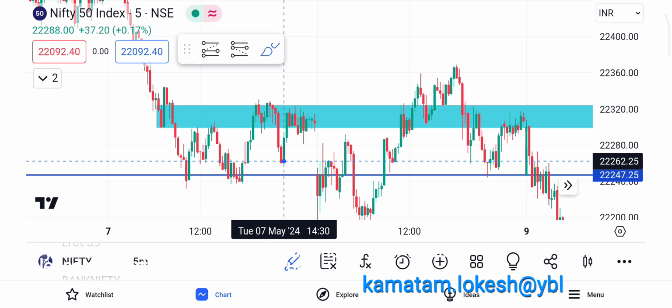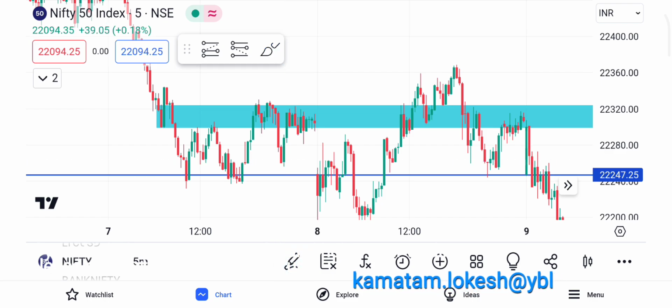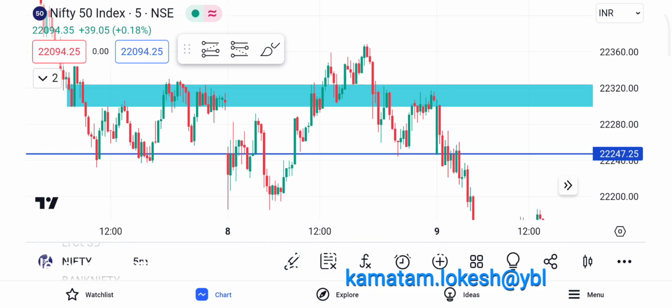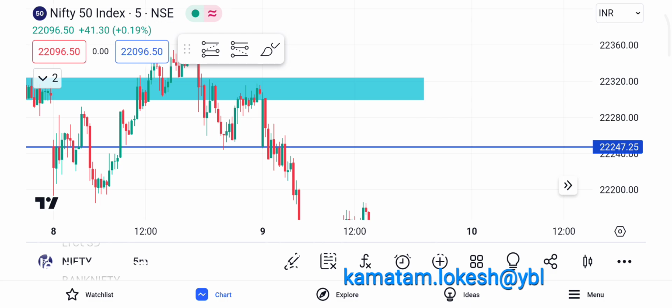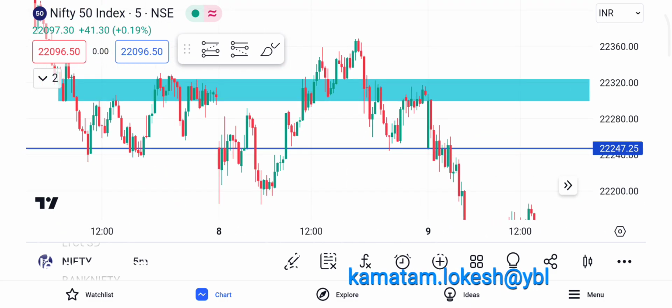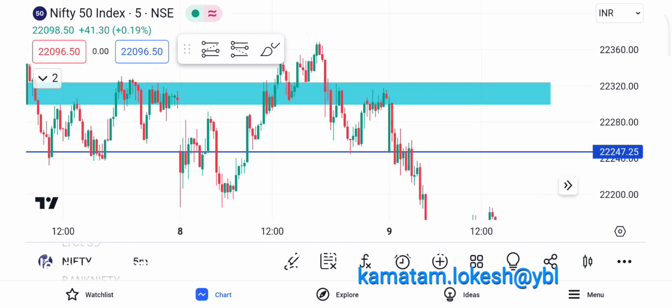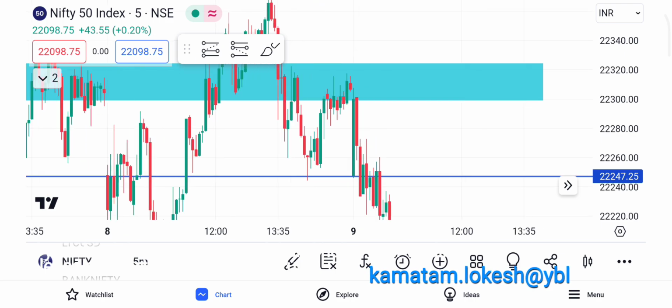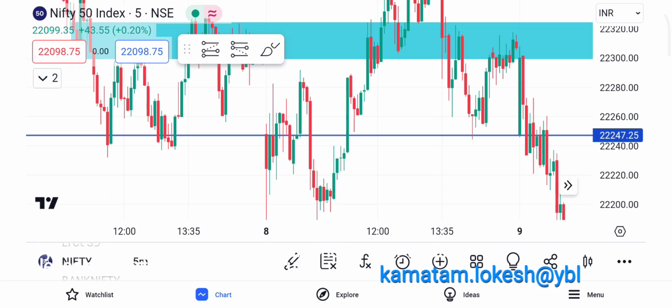But what it did is it came down. Stop loss, obviously, we can't do anything there. The market opened here again today. If you see this, I don't know why we have done this. This is for the 8th, the first 5 minutes candle's closing.